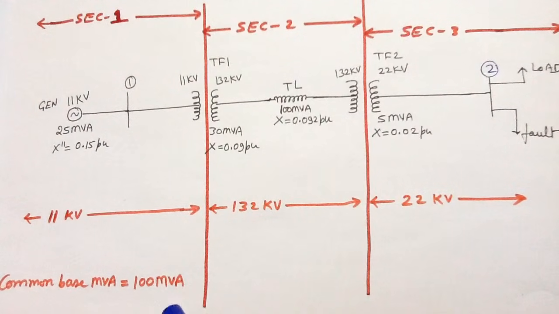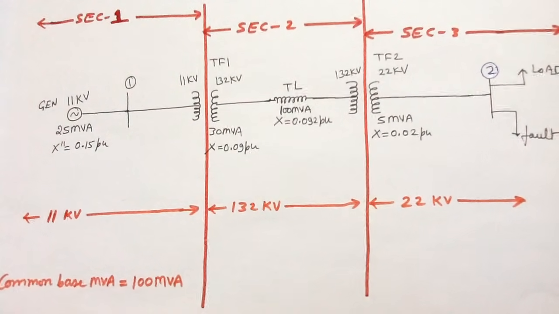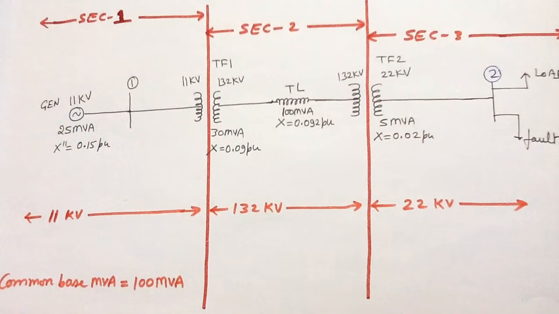See, when you are selecting a different common base MVA and a different value of the new base voltage, you will get different per unit values in your calculation, but in the end, when you are calculating the actual value, your answer and my answer will be the same. So this was the last point, and in this way we have completed this question.